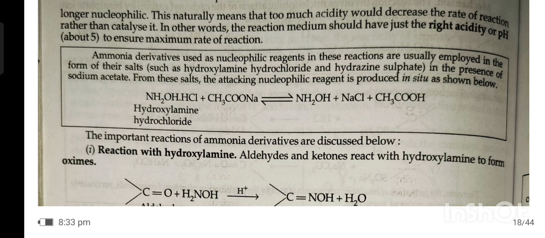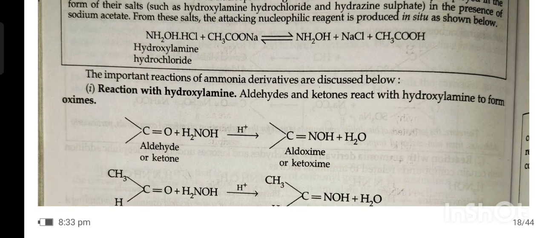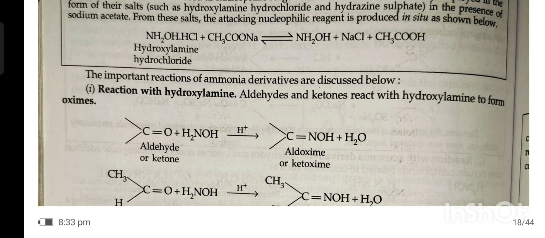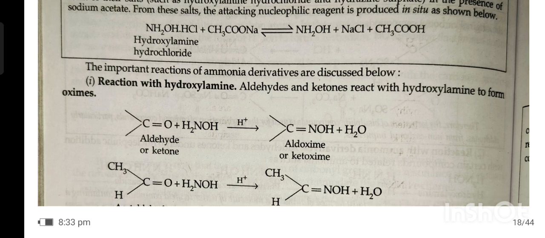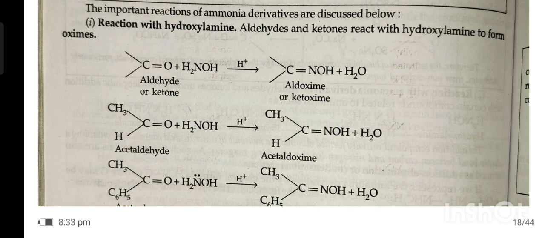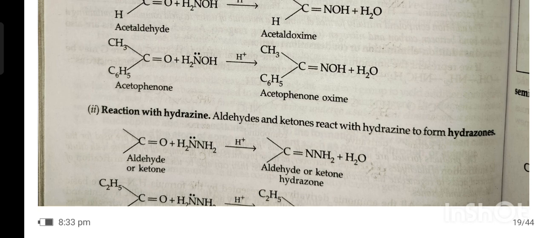The important reactions of ammonia derivatives are discussed below. First, reaction with hydroxylamine. Aldehydes and ketones react with hydroxylamine in slightly acidic medium to give aldoxime or ketoxime. Second, reaction with hydrazine. Aldehyde and ketone react with hydrazine to form hydrazone.